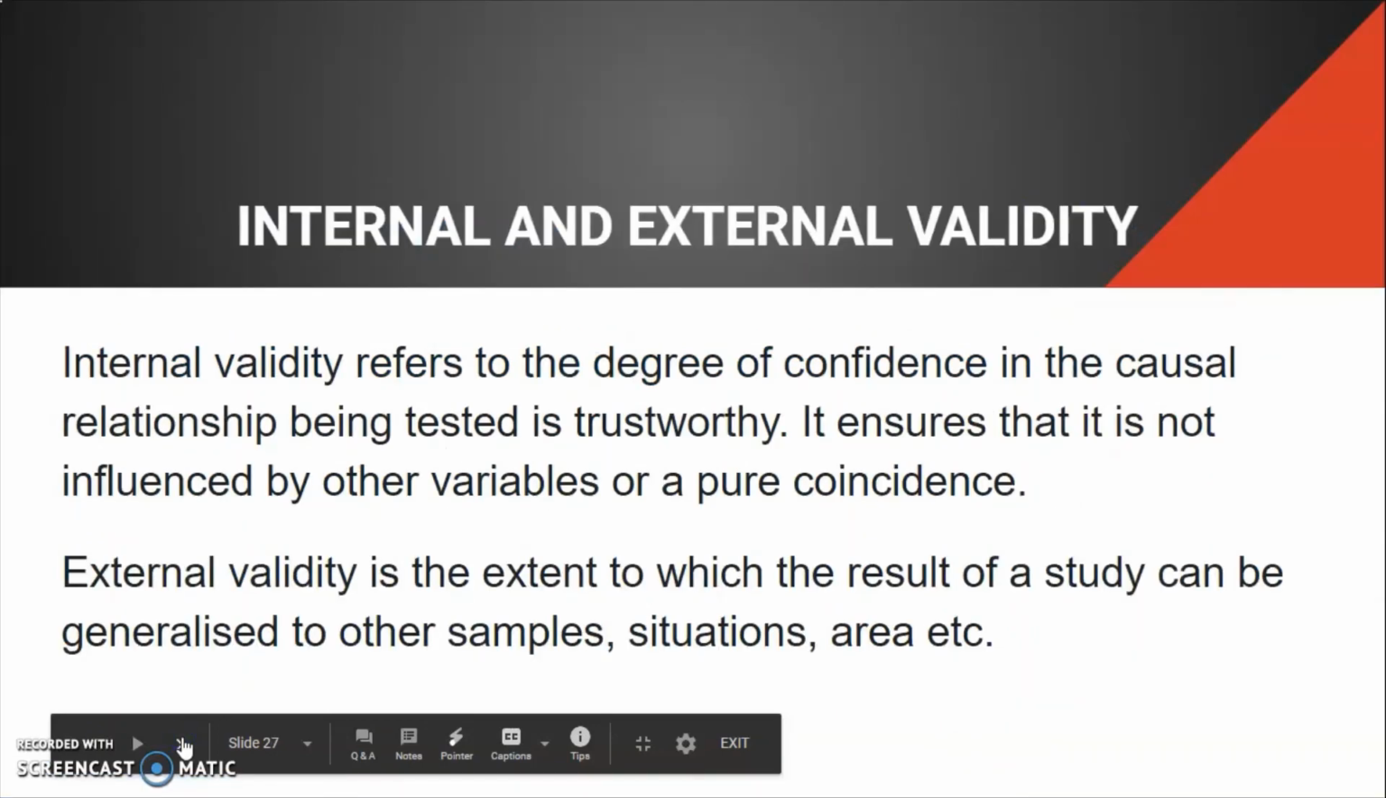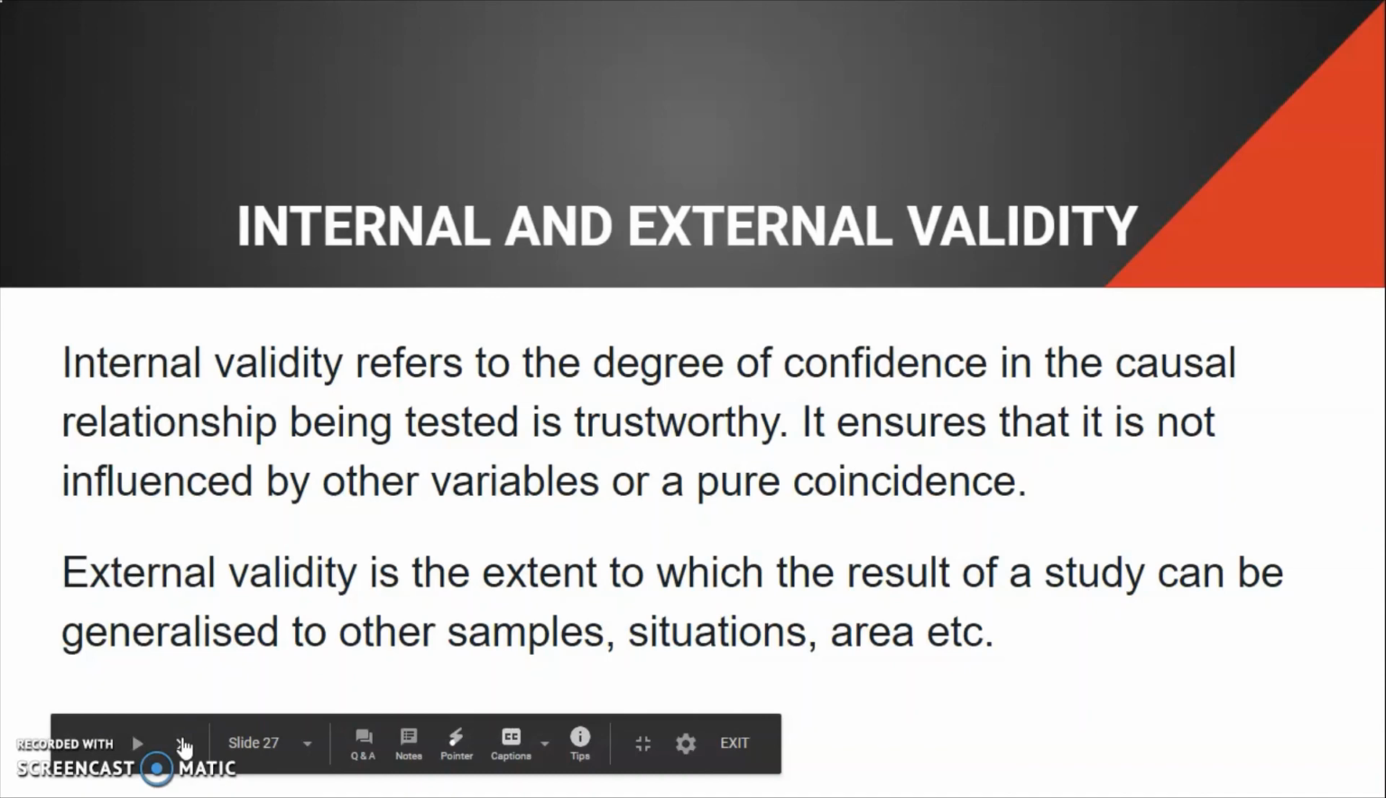And also we should be aware of the two other terms, that is the internal validity and the external validity. Internal validity refers to the degree of confidence that the causal relationship being tested is trustworthy. It ensures that it is not influenced by other variables or a pure coincidence. So internal validity should make sure that it measures the construct that we are actually measuring.